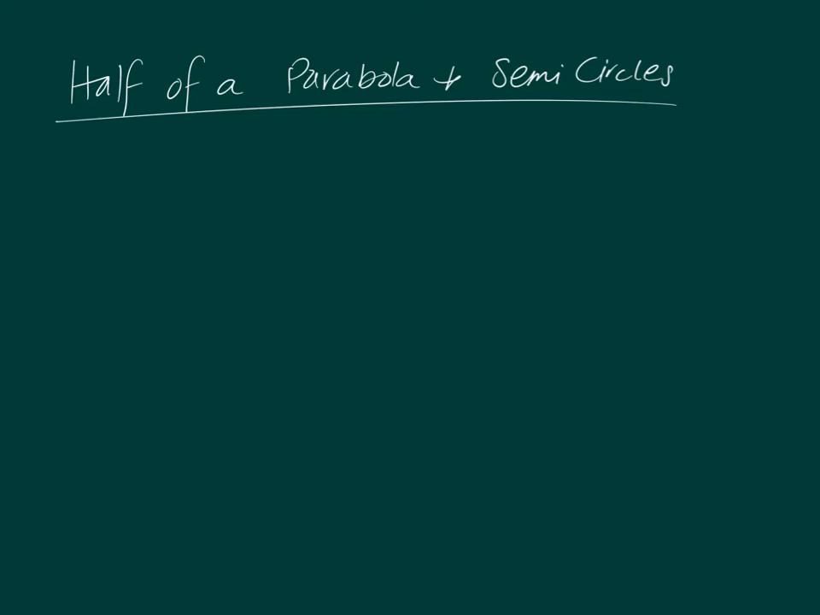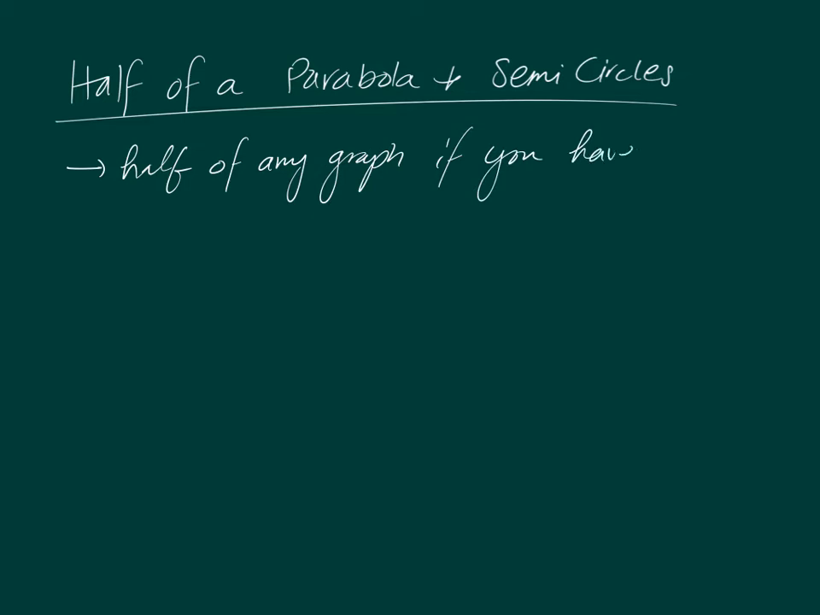So the last video we want to do before the test is quickly go over parabolas and semicircles, or namely half a parabola and semicircles. Now, you automatically know if you have half of your graph if you have a square root in the function, okay? If there's no square root, it's not half a parabola, okay? But if there's a square root, it should be half a parabola or a semicircle, okay?